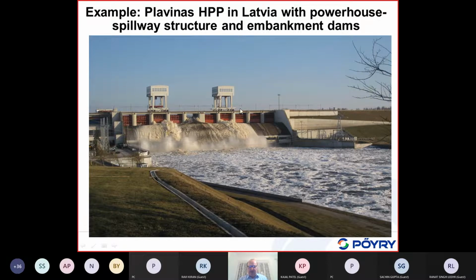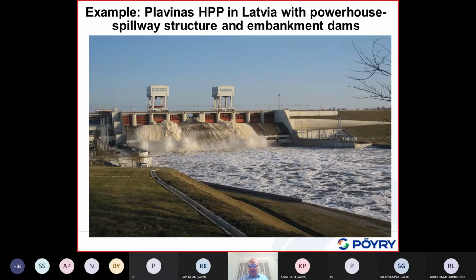One is opened, and of course the question is, if a flood occurs, a 100-year flood or 1,000-year flood, what is the actual probability that these cranes are operable? Because these cranes are essential for opening this gate. I would say this is a concept which was quite common in the case of Soviet-based power plants, because Latvia was part of the Soviet Union at that time. And this Plavinas power plant, I think, was originally called the Lenin power plant.